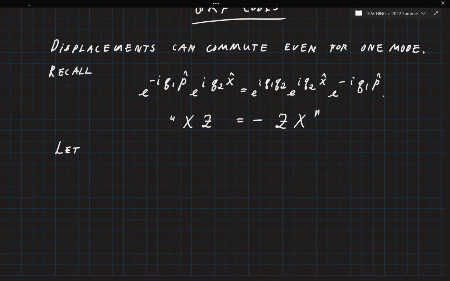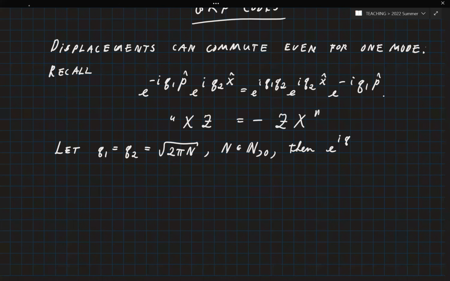If we let Q1 equal Q2 be square root of 2 pi times some natural number n, then the phase reduces as e to the 2 pi i n, otherwise known as 1, which means that if we plug that into here, these displacements by square root of 2 pi n actually commute with each other.